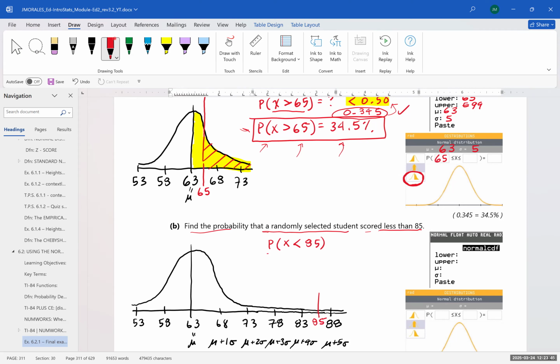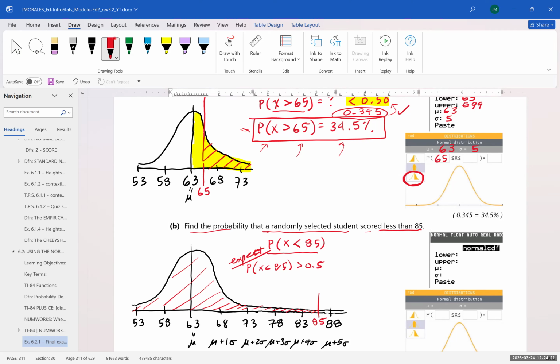So we want the probability that x is less than 85. So we want everything to the left of it. We want that area. All right, so what do we expect? Well, certainly this probability should be greater than half. Okay, this is what we expect. Certainly greater than half. All right, it's way over to the side.